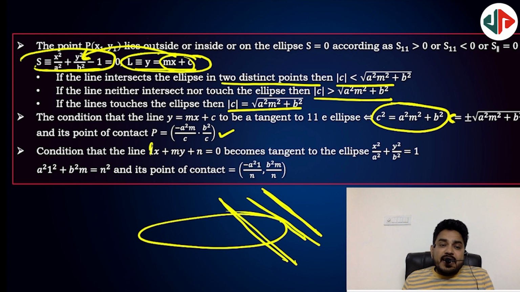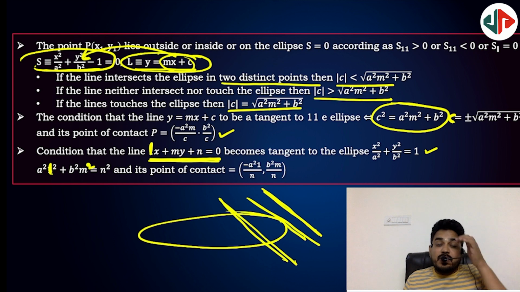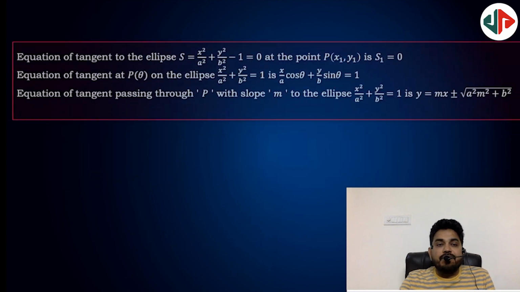And if, instead of y is equal to mx plus c, the line is lx plus my plus n is equal to 0, it becomes a tangent to this ellipse if a square l square plus b square m square is equal to n square, and the point of contact is minus a square l by n comma b square m by n. This is the condition for tangency and this is the point of contact.